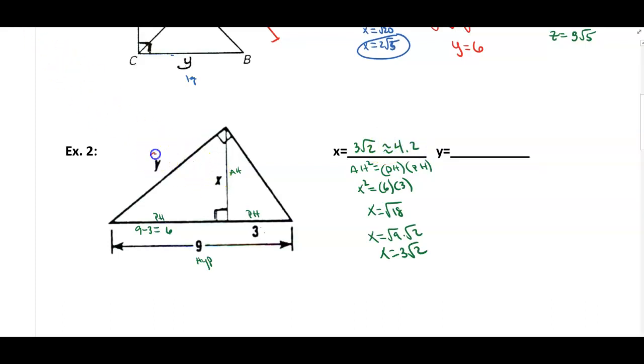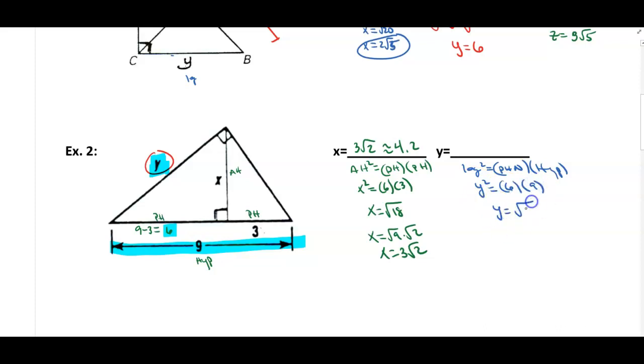Now, if you went to find y, remember, when I look for y, that's a leg, so I'm going to use the piece of hypotenuse nearby it and the entire hypotenuse. So now I'm using leg squared equals piece of hypotenuse nearby times the whole hypotenuse. So y squared equals 6 times 9, which would give me the square root of 54. Now, right away, 9 is a perfect square, so that would be 3 root 6. And if I went and found the decimal value of that, square root of 54 is about 7.3. Okay?